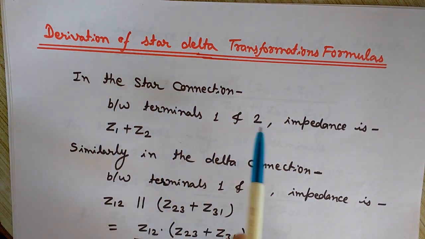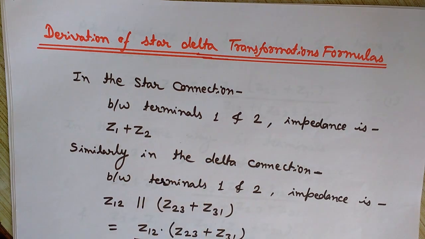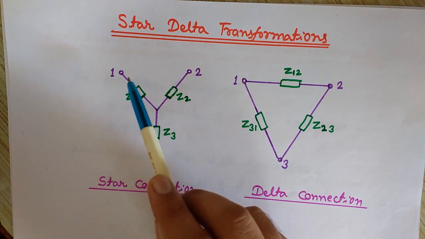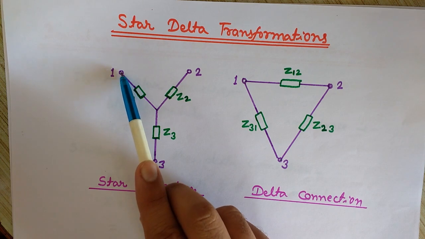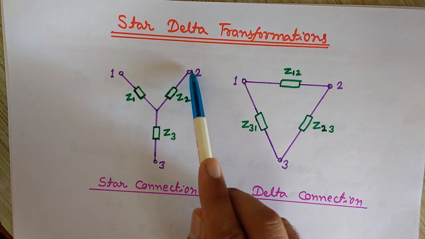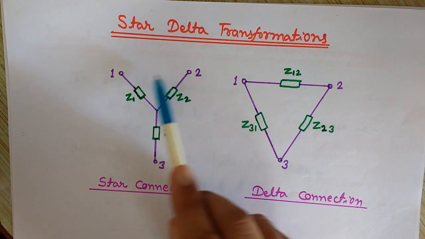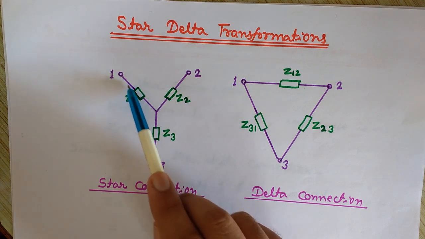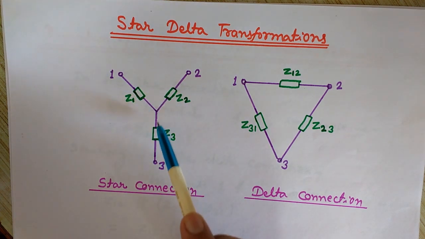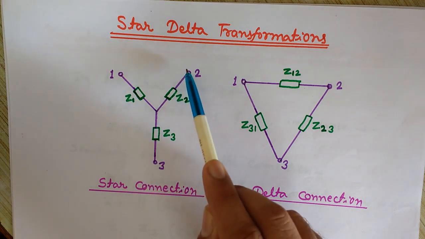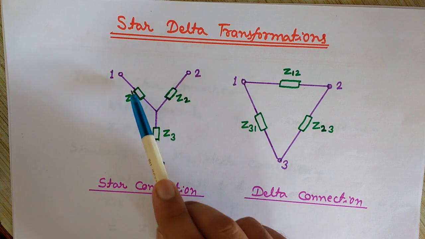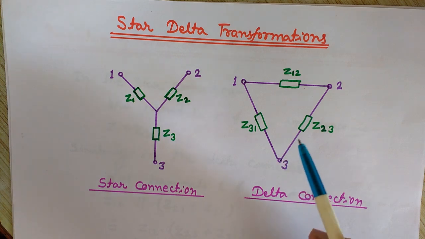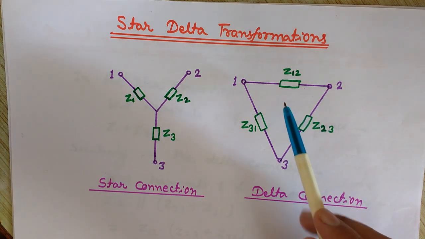You can see in the star connection between terminals 1 and 2, the impedance is Z1 plus Z2. Look at this figure. If we take these two terminals, terminal 1 and terminal 2, the equivalent impedance between them is Z1 plus Z2. The flow of current will be in this direction, and there will be no current in Z3. So the net impedance between terminals 1 and 2 is Z1 plus Z2.